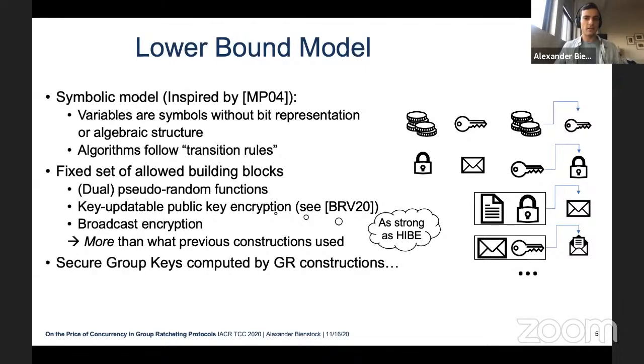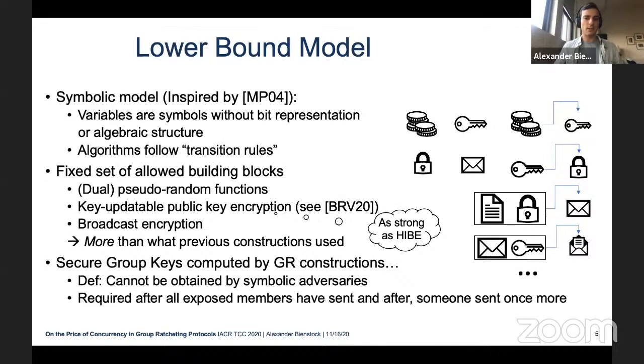Finally, secure group keys computed by group ratcheting constructions are defined to be those that cannot be obtained by the adversary using the defined transition rules, given the combination of symbols from messages broadcast by users, as well as secrets from corrupted user states. And these are required after all exposed members have sent, and afterwards someone has sent once more.